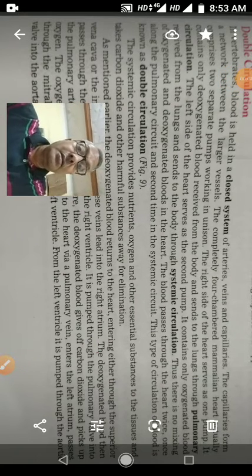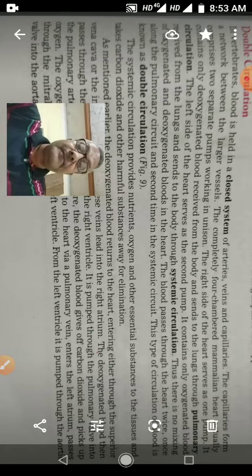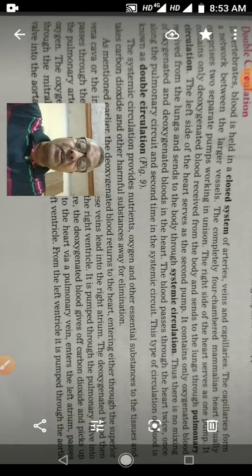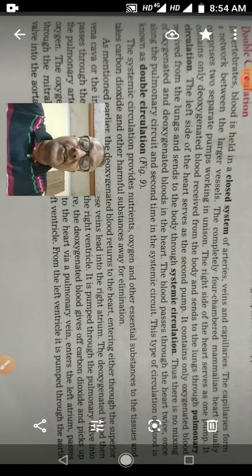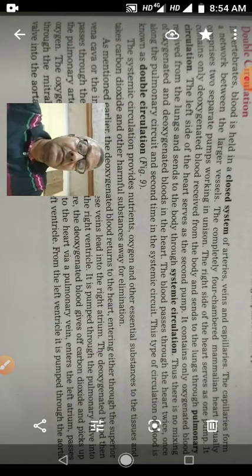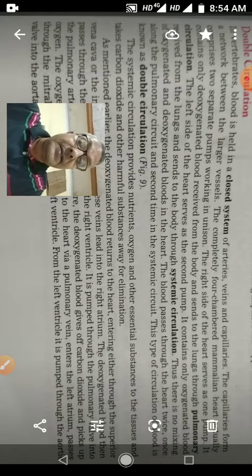Children, today I am going to teach you the double circulatory system. You have studied that the closed circulatory system is found in vertebrates. In a closed circulatory system, blood flows through capillaries, and capillaries are connected by arteries and veins.